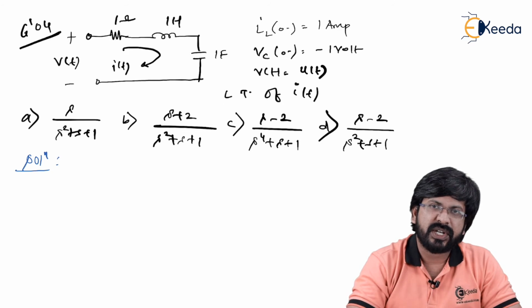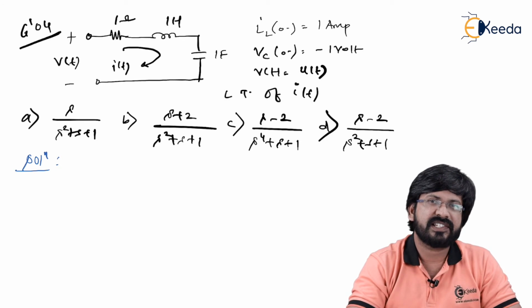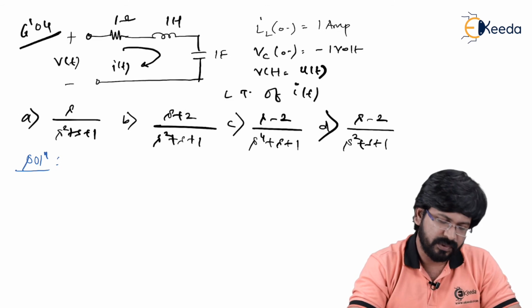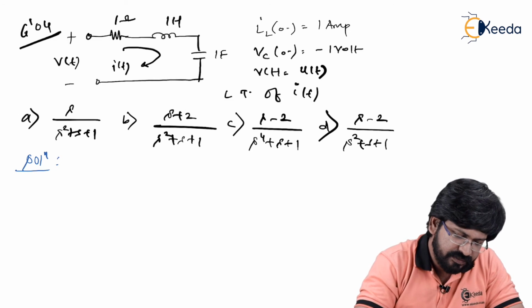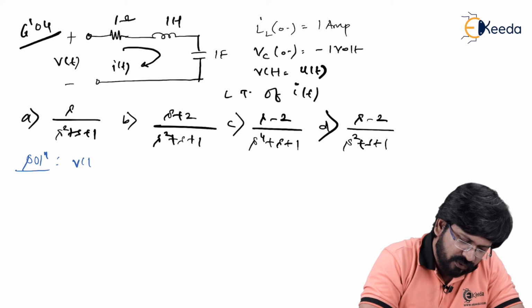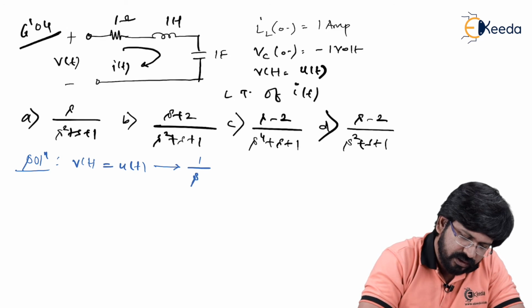Here it is a clear indication that you have to use Laplace transformation. Otherwise, even if they had not mentioned it, we would still have gone for Laplace transformation, since it is an RLC circuit. We know that when it is an RLC circuit, we cannot go for the time domain approach. So let's see how to handle this. Here your V of t is U of t, which will give Laplace as 1 by s.